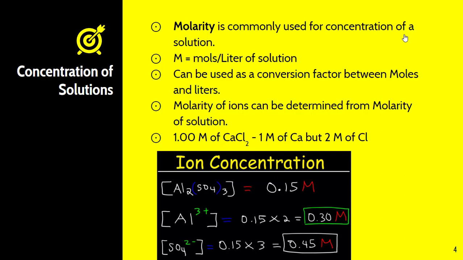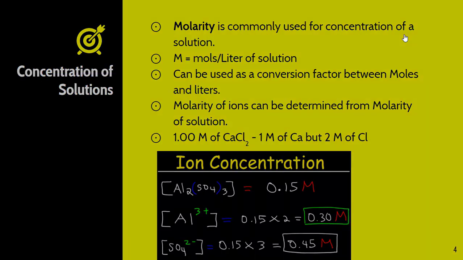Also keep in mind that the molarity of the ions is determined from the molarity of the solution and the formula. So a 1 molar solution of CaCl2, if I were to dissolve that in solution, would contain 1 mole of Ca, but 2 moles of Cl because of the chemical formula. So do keep that in mind, especially when you're drawing out solutions. If you were to draw a solution that had 5 Ca ions in it, you'd have to draw 10 Cl ions in it in order for it to be accurate.